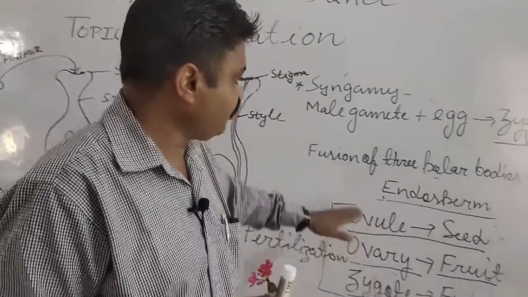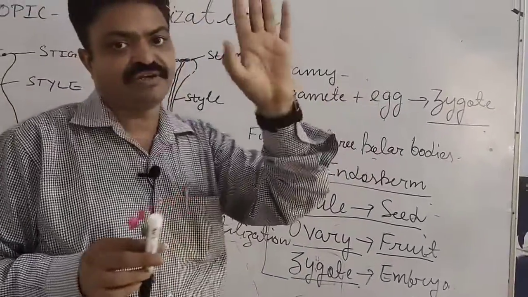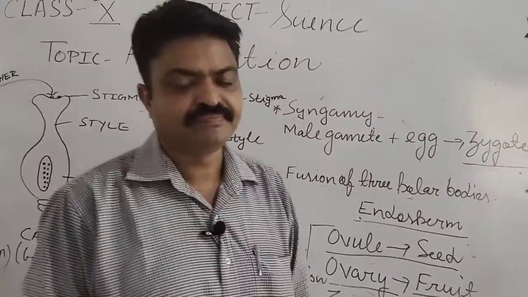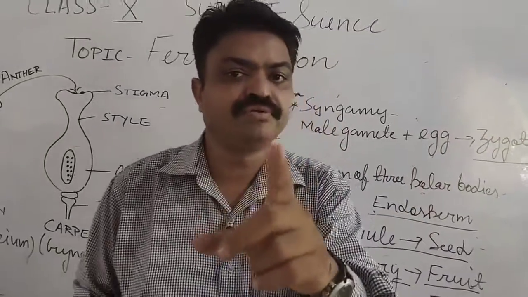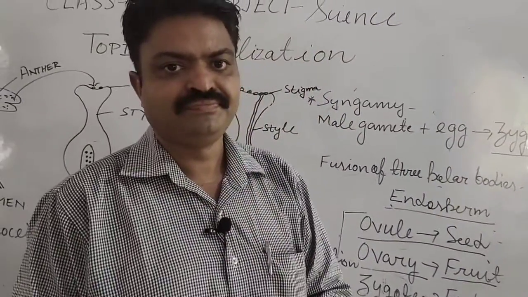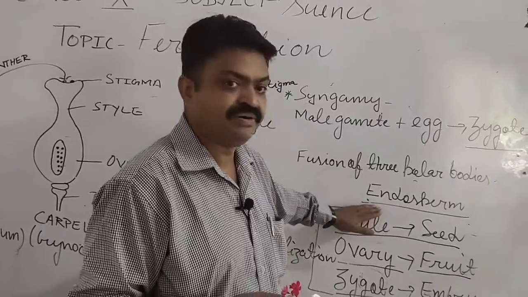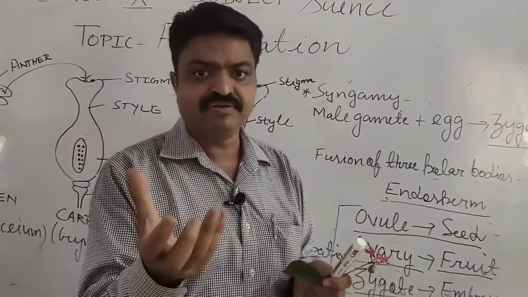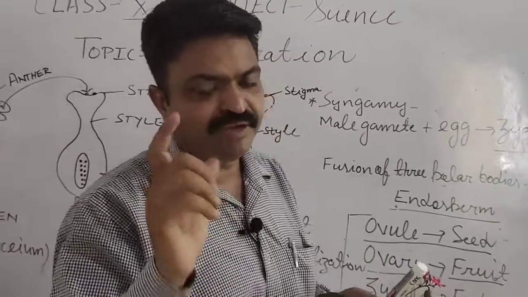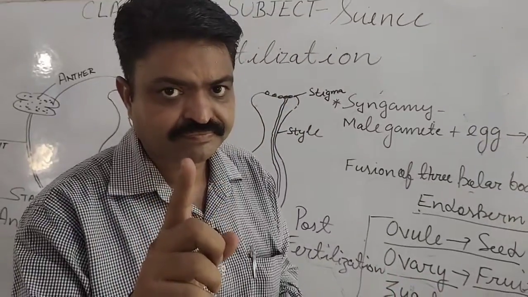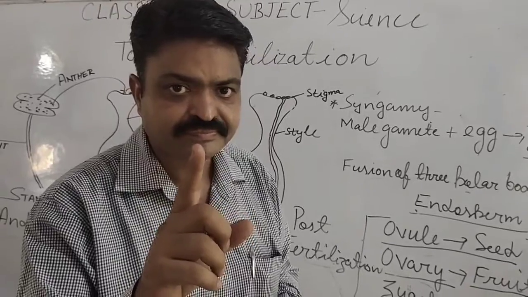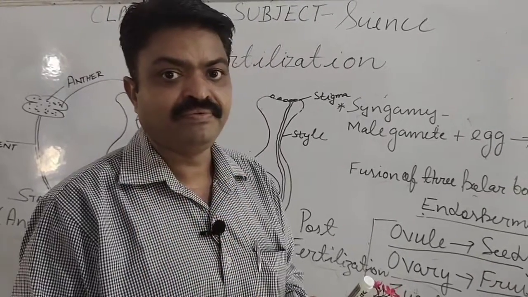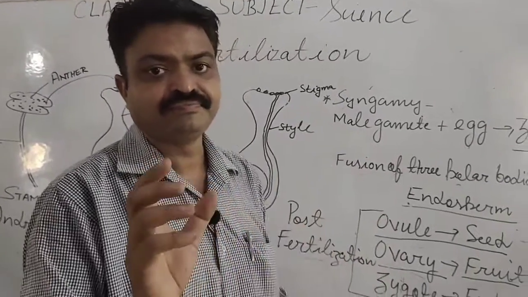So which part of the fruit do you eat, student? Now you tell me that. Which part of the fruit do you eat? It is the endosperm. Many times you eat the fruit, like the mango you eat. So which part of the mango do you eat? You eat the endosperm.